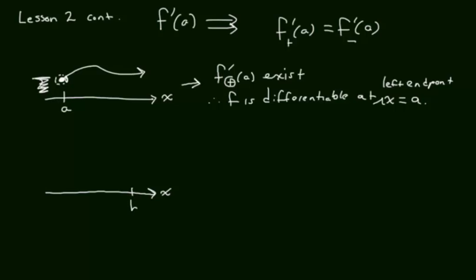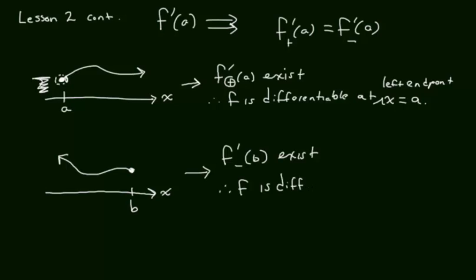Let's say a right endpoint has a value at b and looks like this. We would say f prime from the left of b exists, and because that respective one-sided derivative exists, we would say f is differentiable at right endpoint x equals b.